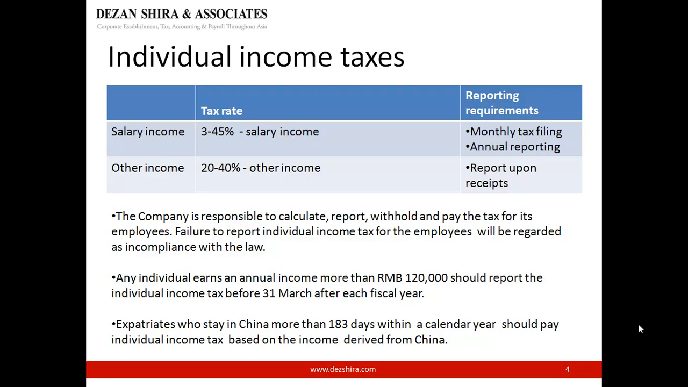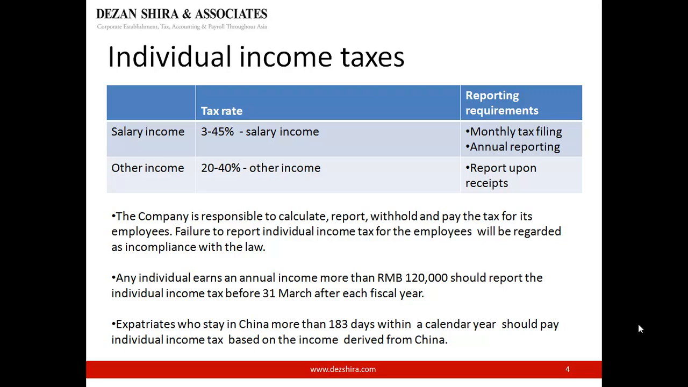The income tax rate for salary is between 3 to 7% based on monthly salary income. You should know that the company is responsible for calculating the tax for you. The company is also responsible to report, withhold, and pay this tax for you every month. Failing to report individual income tax for the employees will be regarded as non-compliance with the law.